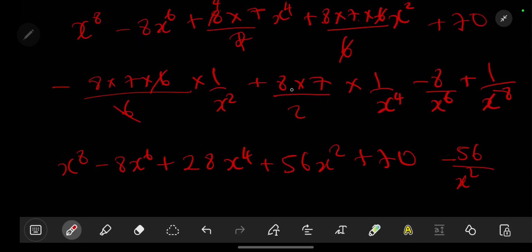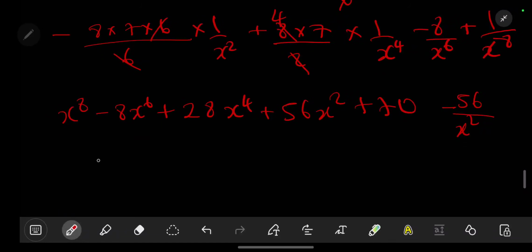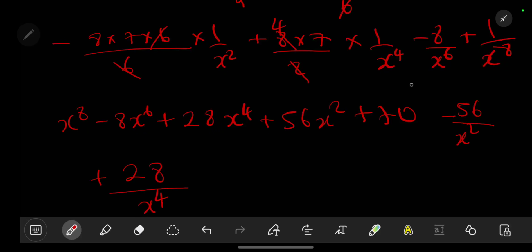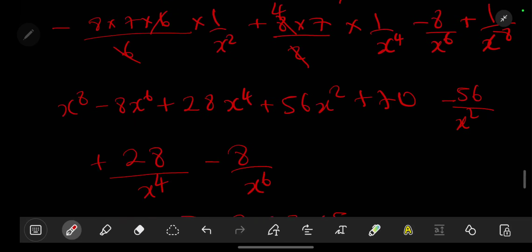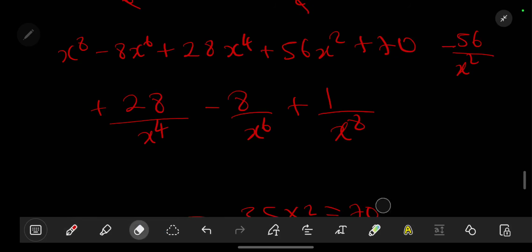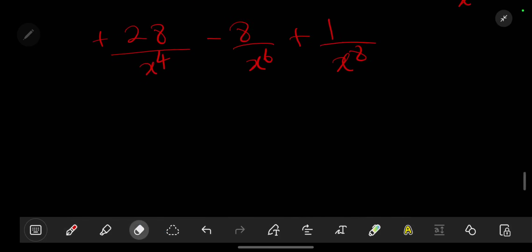Then we have our 8 times 7. This and this cancel. 4 times 7 will give us 28. So we are going to have positive 28 over x to the power 4. Then the next one is minus 8 over x to the power 6. Then finally 1 over x to the power 8. Yeah, this was cumbersome, but that is how basically you need to go about it.